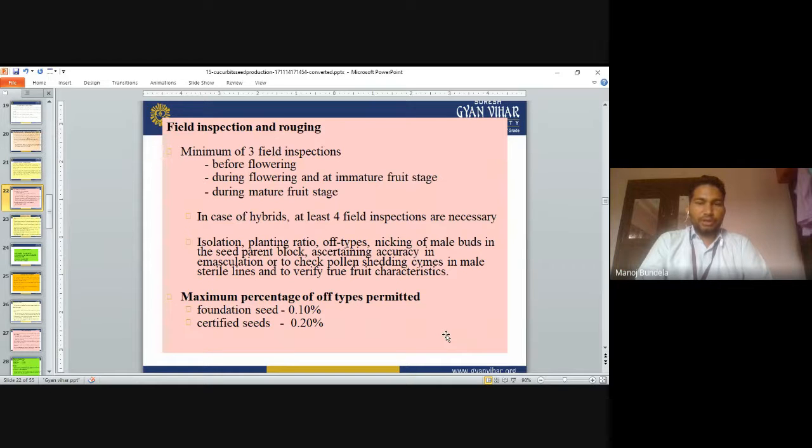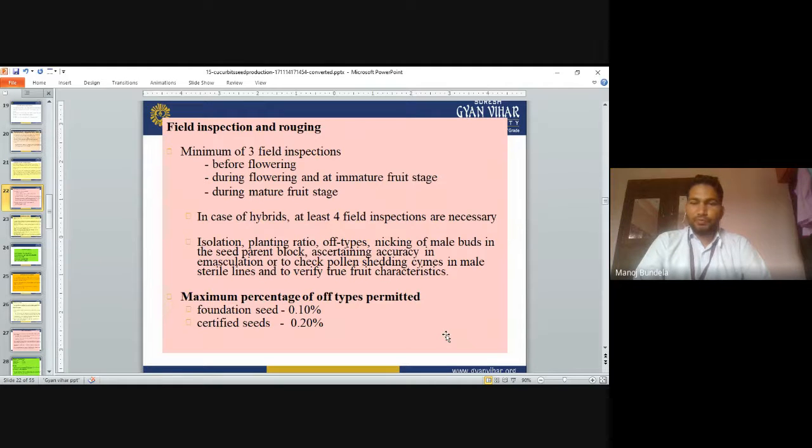Maintain isolation distance and plant ratio, and remove off-type plants. Nicking of male buds: we have to remove the male buds in the seed parent block, with accuracy in emasculation, or check the pollen shedding signs in male sterile lines and verify the true-to-type characters.